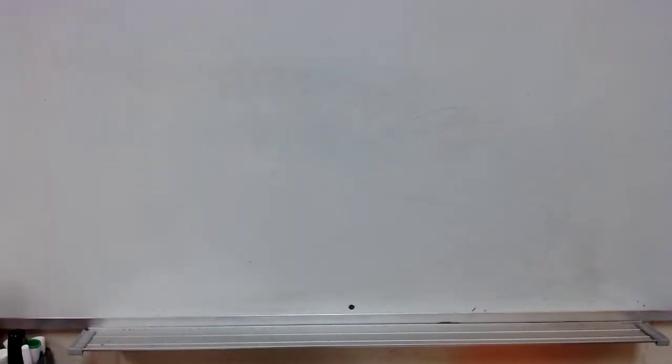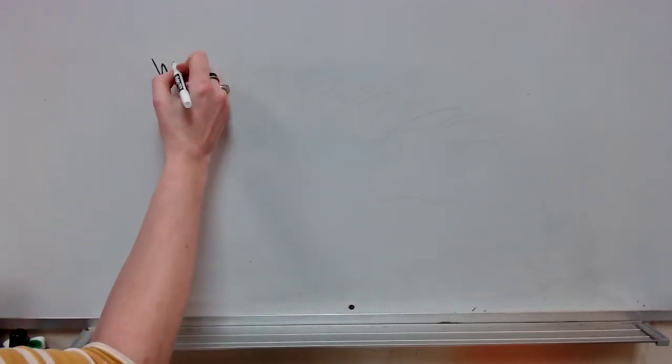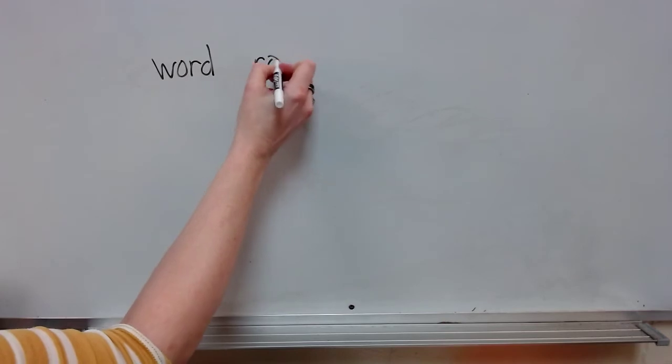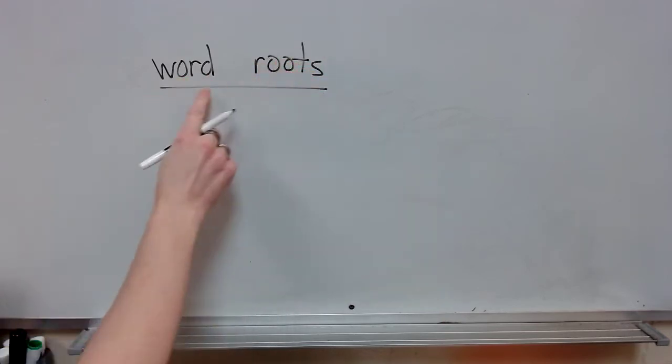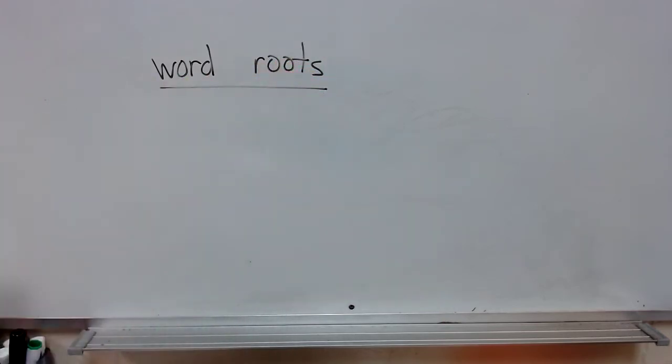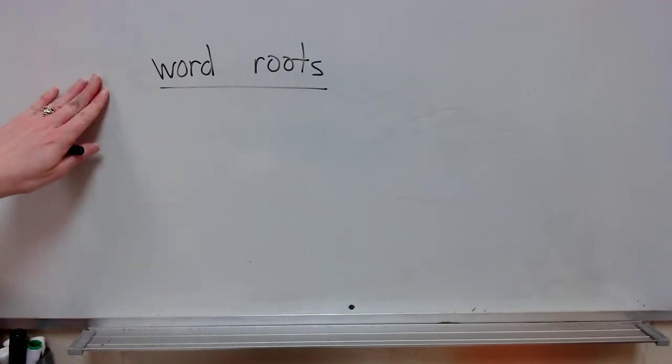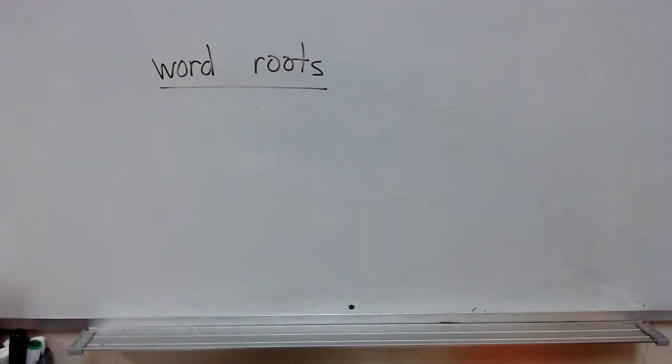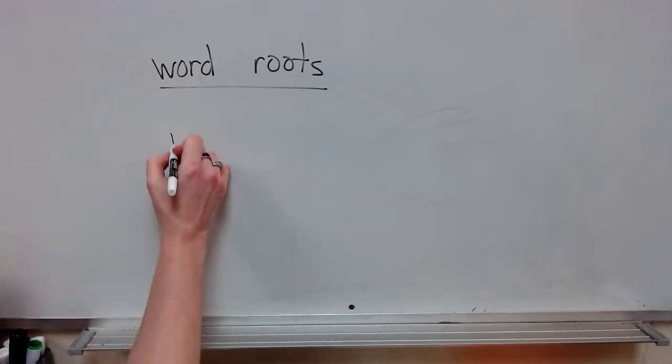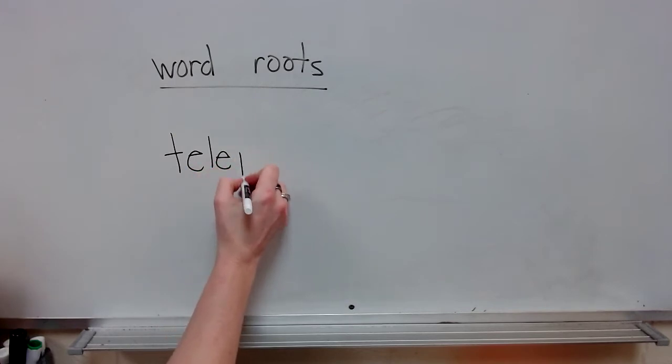Now I'd like to talk to you a little bit about word roots. A word root is the base or building block of a word to which a prefix or a suffix can be added, or even another root, in order to make a word. Knowing the meaning of a word root can help you determine the meaning of an unknown word. Here's an example of a word that is made up of two roots.